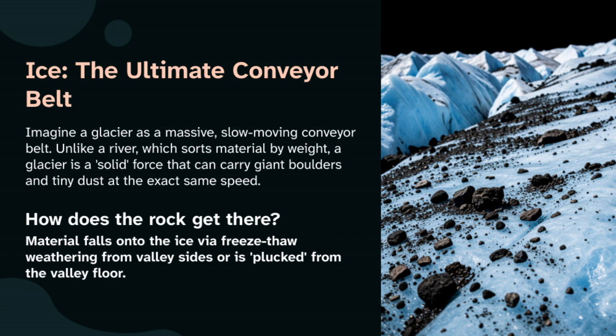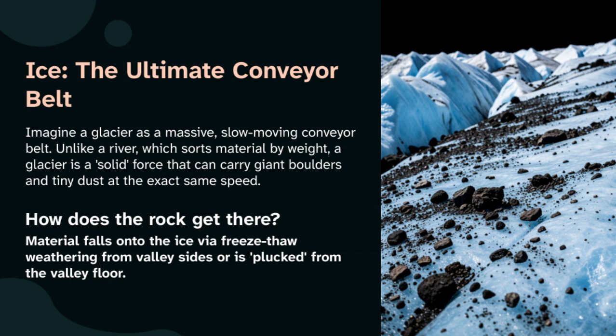So where does the material come from? Some material falls onto the surface of the glacier from valley sides. This can happen because of freeze-thaw weathering, where rocks are broken apart and fall as scree. Other material is pulled from the valley floor through plucking. Some material is scraped from the bedrock through abrasion.